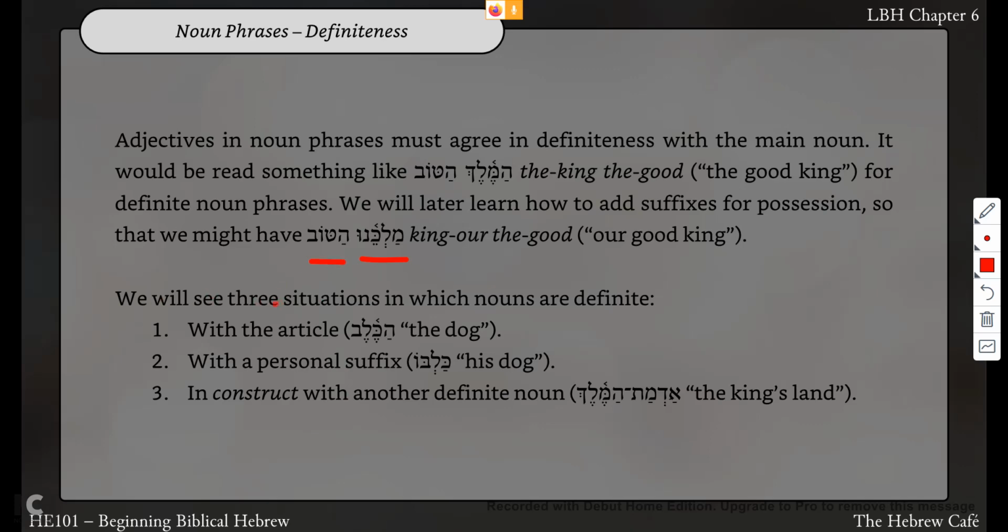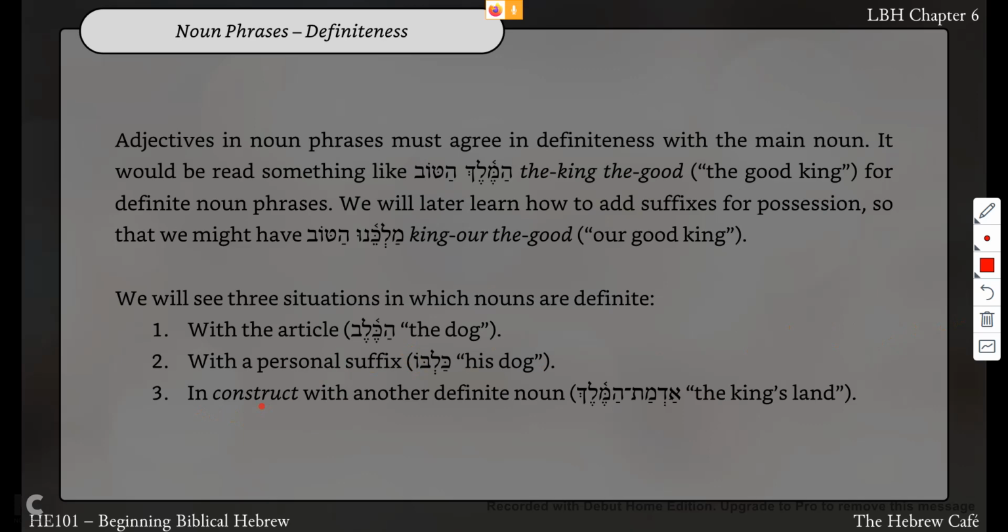So we'll see three situations in which nouns are definite. Number one, with the article, obviously. Kelev is dog. Ha-kelev, the dog. With a personal suffix, it's also definite. So kelev is dog again. Kalbo is his dog. It means the dog of him. We're going to learn these suffixes very soon. How you say my dog, your dog, her dog, and so on.